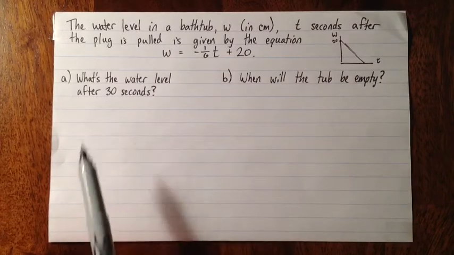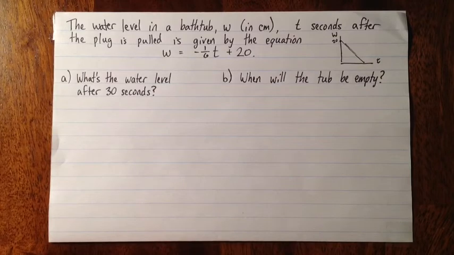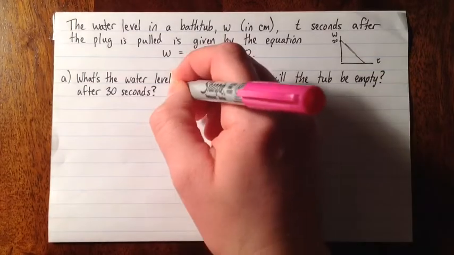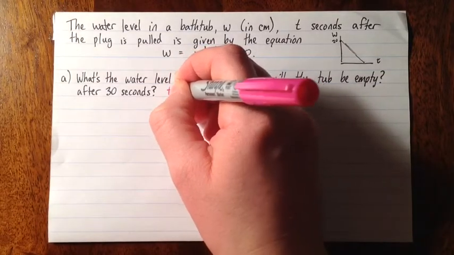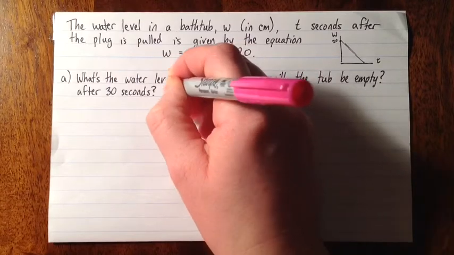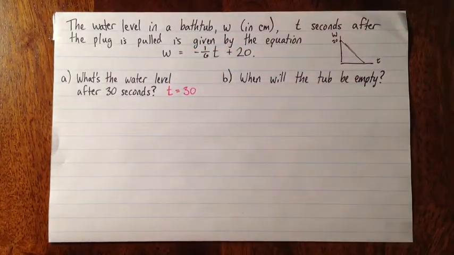Okay. So the first question is, what's the water level after 30 seconds? So if we want to use the equation to solve this, we know it's going to be less than 20 centimeters because the water's going down. We have to think about, well, what does this 30 tell us? In this case, that's the time. So the time is 30. And once we decide that, it's pretty easy to do the rest of it.